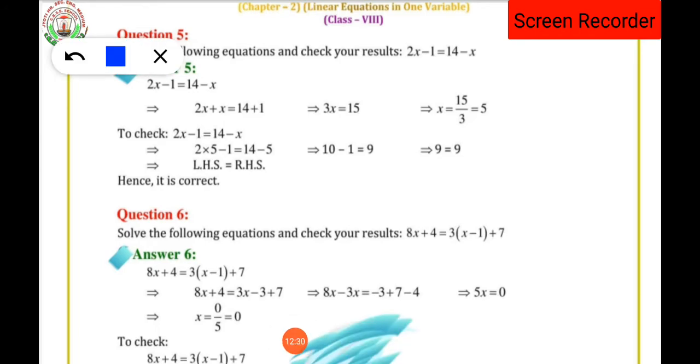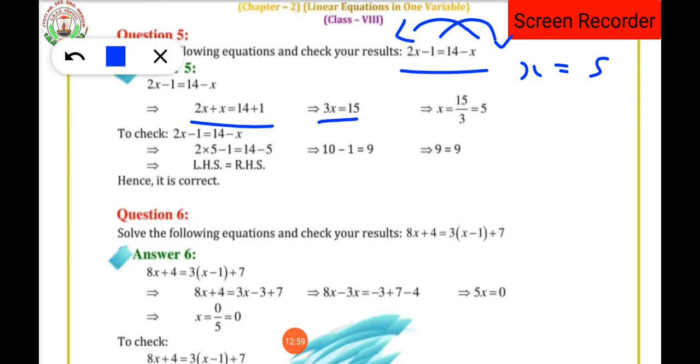I will explain it to you. That is 2x minus 1 is equals to 14 minus x. So transposing the x terms to one side and the constant term to the other side, we will get the equation like this, that is 2x plus x is equals to 14 plus 1. Now 2x plus x will be 3x and 14 plus 1 will be 15. So x is equals to 15 divided by 3. The value of x we will get as 5.